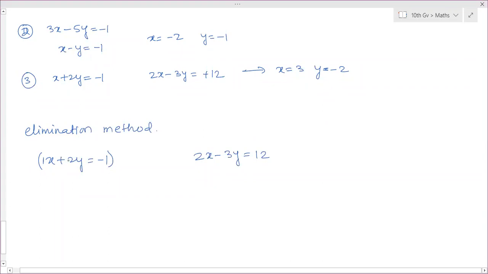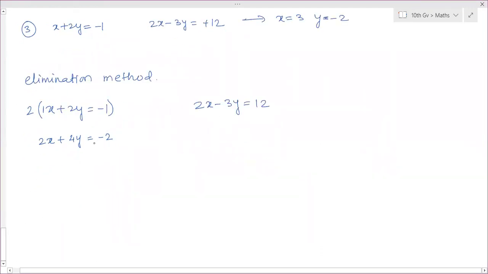So the first equation is multiplied by 2, on both sides. It will become 2x plus 4y is equal to minus 2. And the second equation already has 2x minus 3y is equal to 12. Now we have to add or subtract these two equations so that the coefficient of x, which we made equal, will become 0 and get cancelled. For that, addition or subtraction? Subtraction.